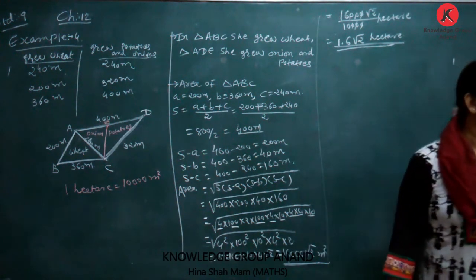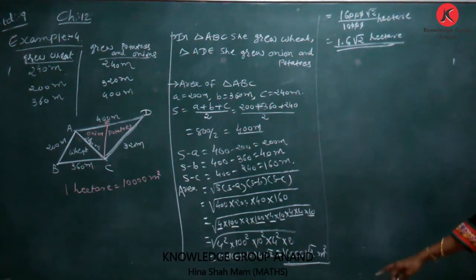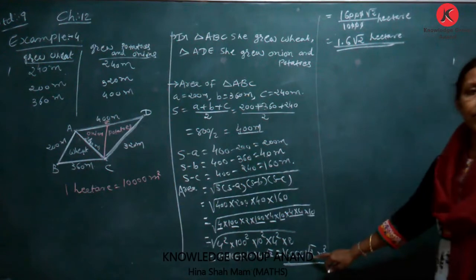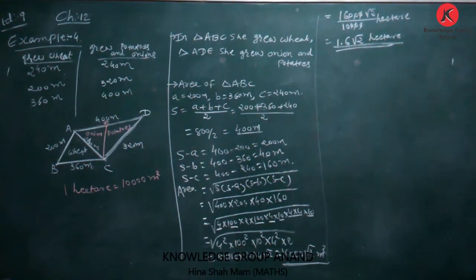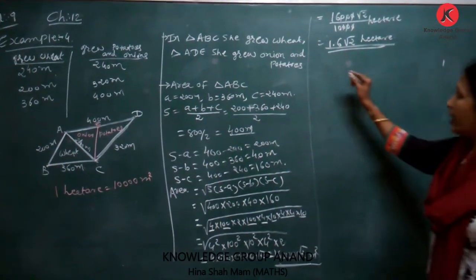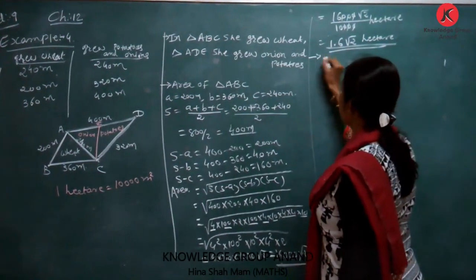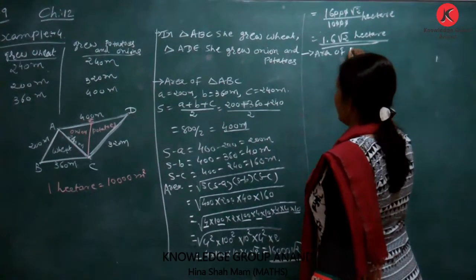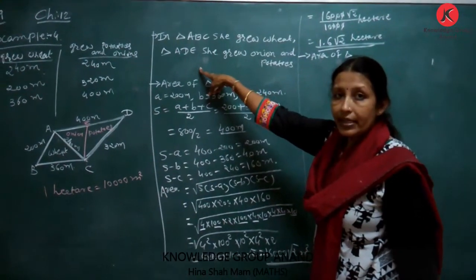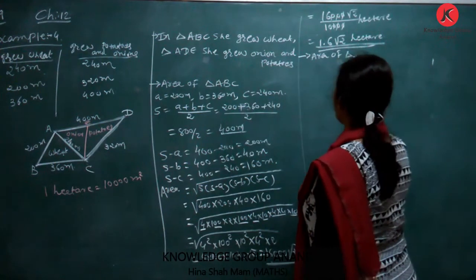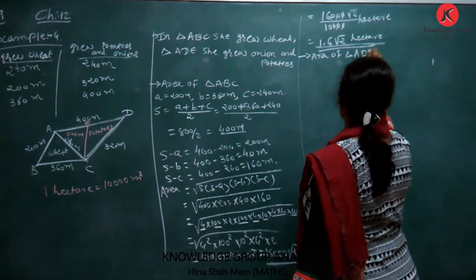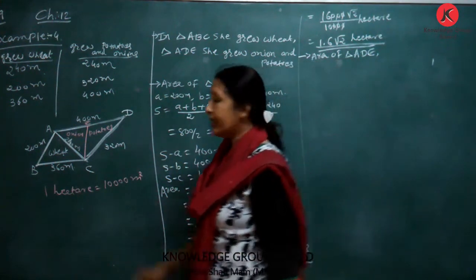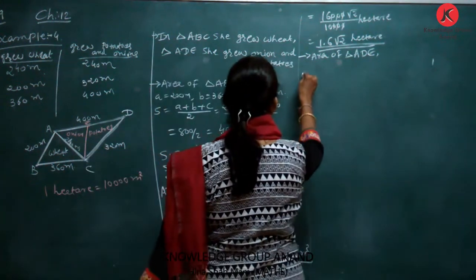Now we find the area when she grew onion and potatoes. Here we find the area of triangle ADE when she grew onion and potatoes. Area of triangle ADE.